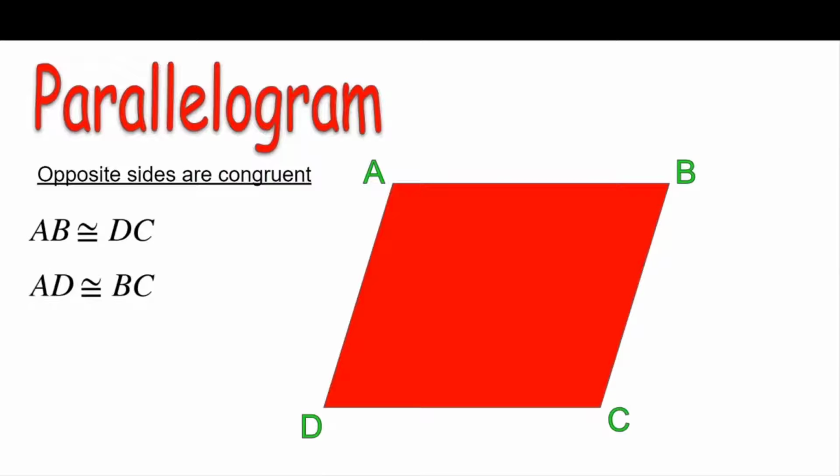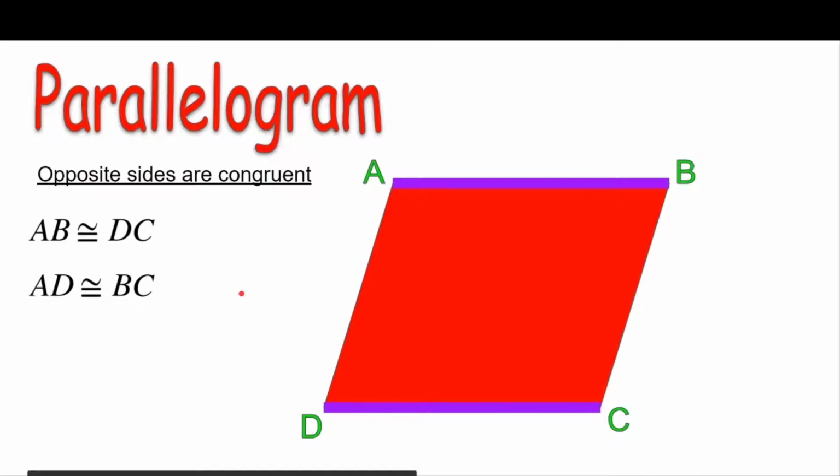Opposite sides are also congruent, which means that AB is congruent to DC. Remember, congruent is essentially what we use when we're comparing shapes and sizes. Instead of using equal, we use the term congruent. And also AD is congruent to BC.